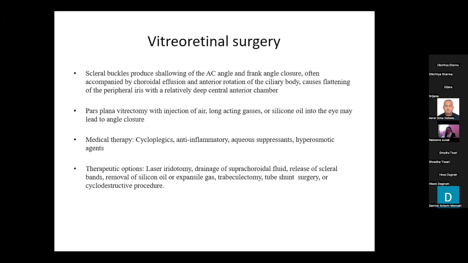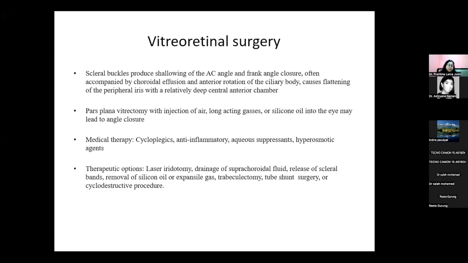Medical therapy is cycloplegics, anti-inflammatories, aqueous suppressants, and hyperosmotic agents to decrease the intraocular pressure. And we can also do laser iridotomy, drainage of the suprachoroidal fluid, or release of the scleral bands; removal of the silicone oil or gas can be done. And if the intraocular pressure is persistently high, then we can go for glaucoma incisional surgery.